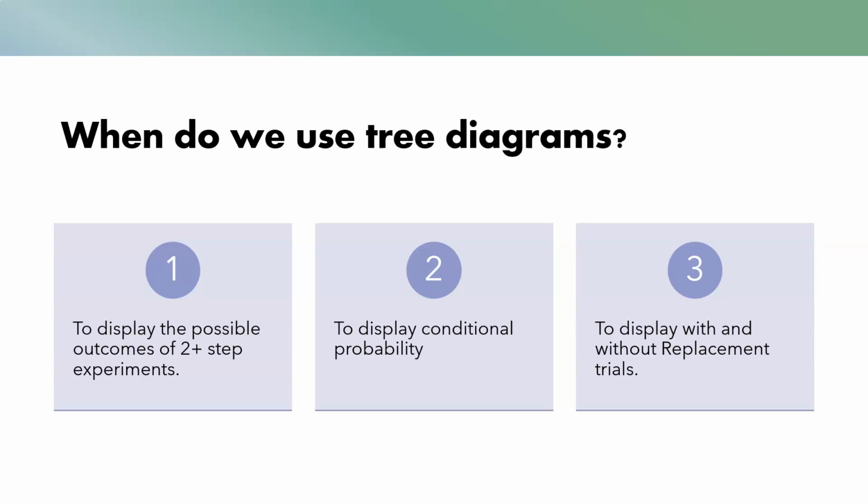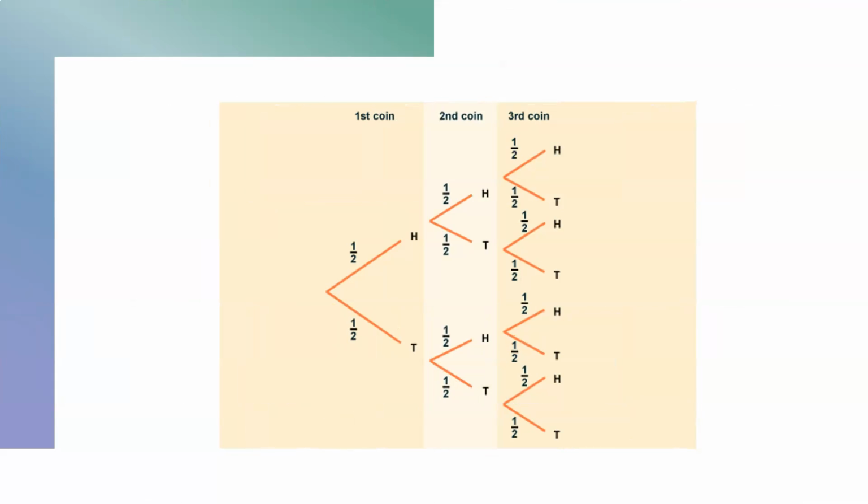I don't know why I've got a capital R on replacement, but if we're comparing an experiment with replacement and without replacement, it's actually a really nice visual way to compare that. So tree diagrams are great visuals. They help you to really see your probability problems.